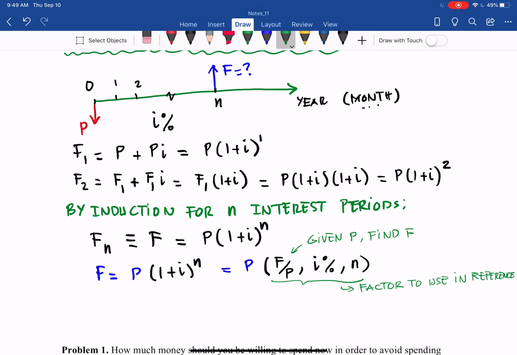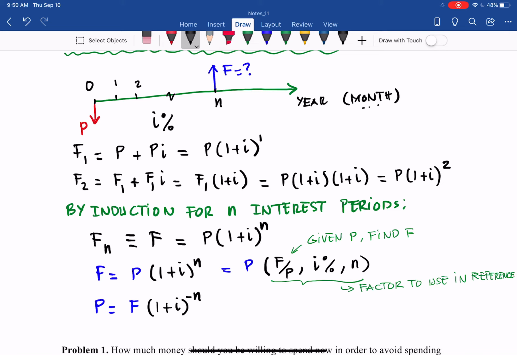Similarly, if given the future value F, how do we find P? You just flip it, so P equals F divided by (1 + i) to the power n, or I can say it equals F times (1 + i) to the power minus n.